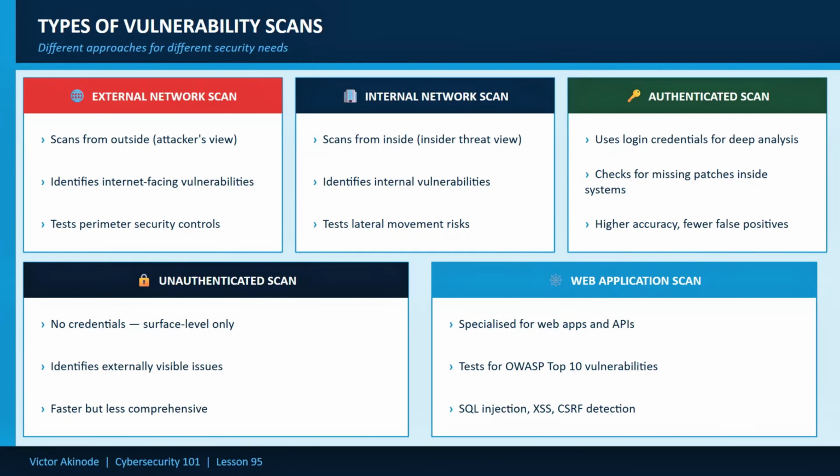Now to the last one, which is the web application scan. Web application scan is specialized for web applications and APIs. It tests specifically for OWASP top 10 vulnerabilities, which are the most critical web security risks. It detects SQL injection, cross-site scripting or XSS, and CSRF or cross-site request forgery. Different scan types find different vulnerabilities, and comprehensive security requires using multiple scan types.